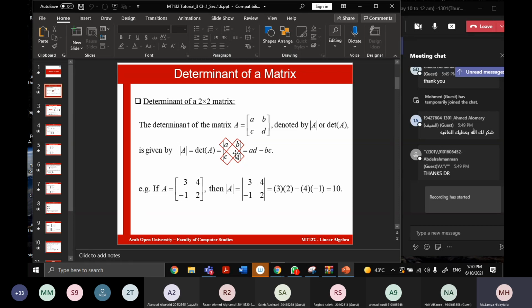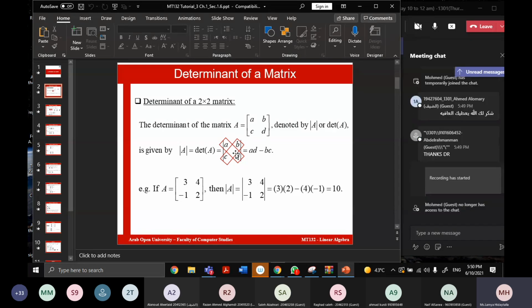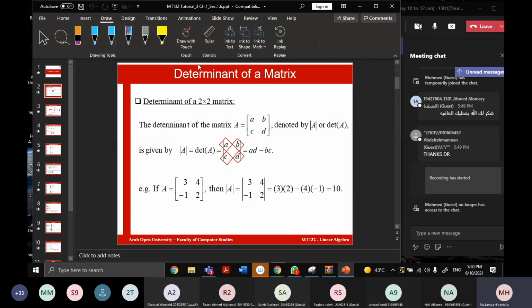Do you remember when we got the inverse? We have been multiplying the inverse. Right, when we get the inverse, if it was 2 by 2, we would say 1 over AD minus BC, and then here we have D and A and minus B and minus C. That's in the case of the inverse of A. Now what is this? This is actually the determinant of the matrix. So this one is the determinant of the matrix.